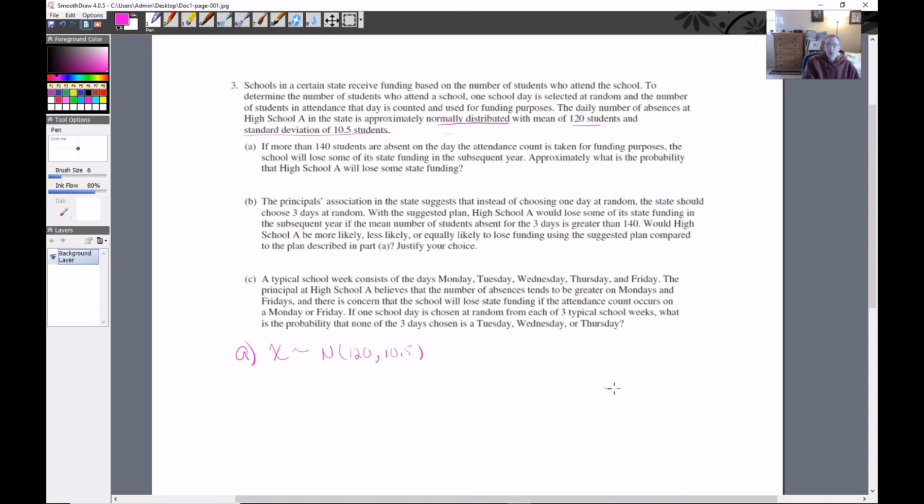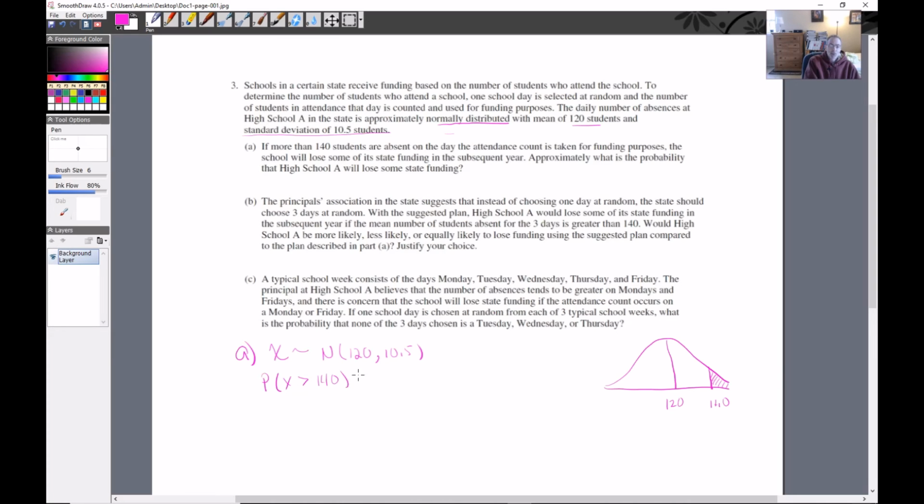All right, so we'll just draw a curve. Again, AP people really do like that. So here it is, 120. If more than 140 are absent on the day the attendance count is taken for funding, the school will lose some of its state funding. So anything at 140 or higher is a hit on their state funding. They want to know the probability they'll lose money for funding. So this is the probability that X is greater than 140.